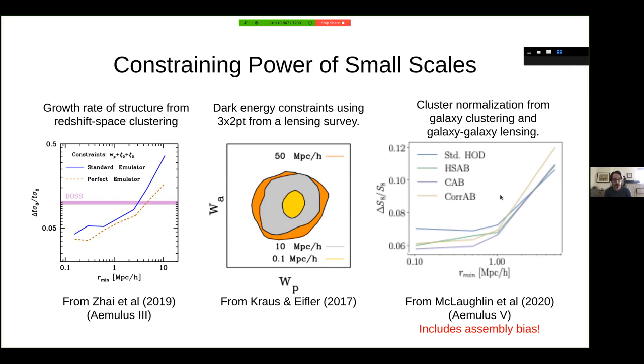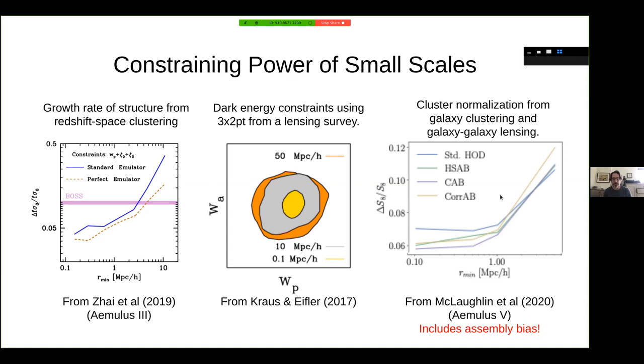In the middle, this is looking at constraints on dark energy parameters from a three times two point analysis from a hypothetical lensing survey. And pretty much all of the upgrade when you get to smaller scales happens once you get below 10 megaparsecs, once you get past the translinear regime and into the fully nonlinear regime. Now, on the right here, this is looking at constraints on S8. This is the cluster normalization, the combination of omega matter and sigma 8, from models that would analyze galaxy clustering, galaxy-galaxy lensing.